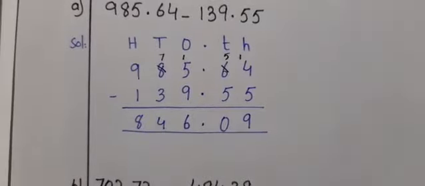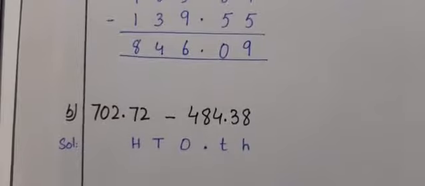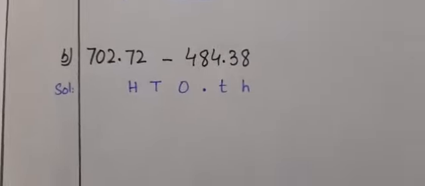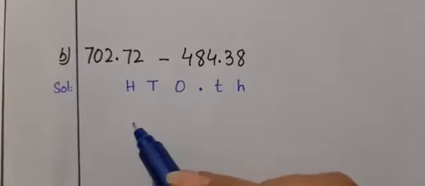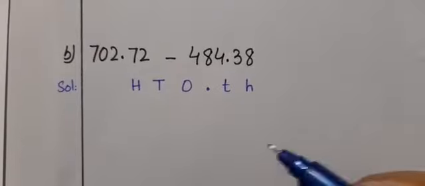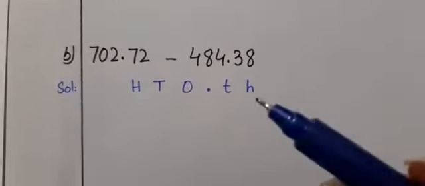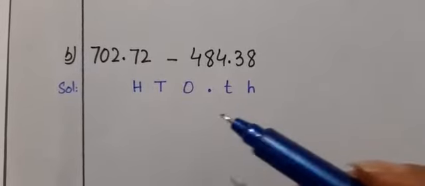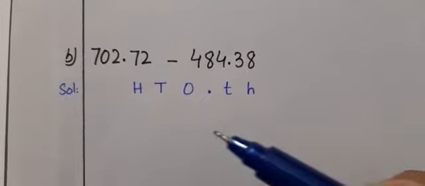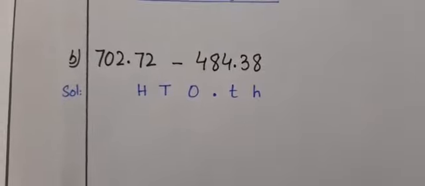So moving toward our next sum, that is part B, boys. Let's write the part B. It is 702.72 minus 484.38. I have not written the values over here because I want you to write the values by using your understanding from above, okay. As we are doing revision, you can do this sum. I know you can do it. So please do it very neatly on your notebook.